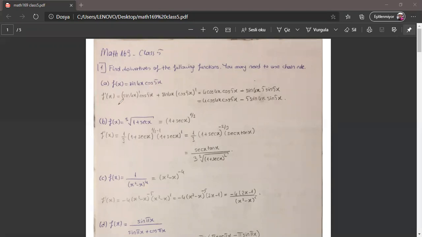Okay. Here we have f of x, which is defined by sinus 4x times cosinus 5x, okay? So how do we compute the derivative? We know if we had g of x times h of x, we know f prime of x equals g prime h plus h prime g, right?